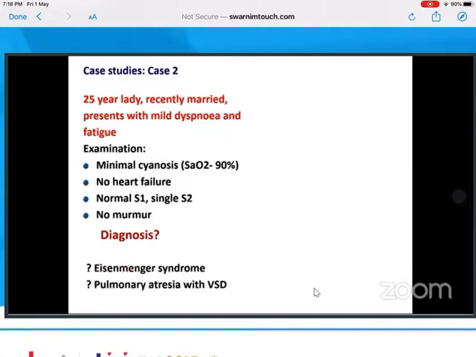I think we would put it as Eisenmenger. Because there is no murmur, one can think about pulmonary atresia with VSD. But remember, pulmonary atresia with VSD survival is not so good. And secondly, they are likely to be more blue unless they have really large MAPCAs. But if there are large MAPCAs, they will produce murmur also. So most likely the diagnosis is Eisenmenger syndrome.